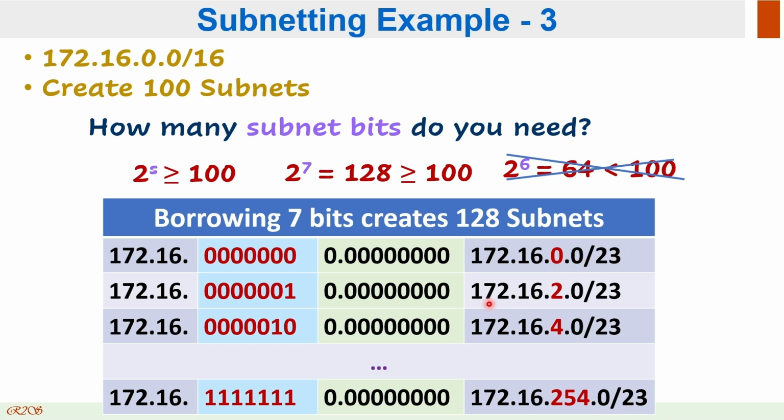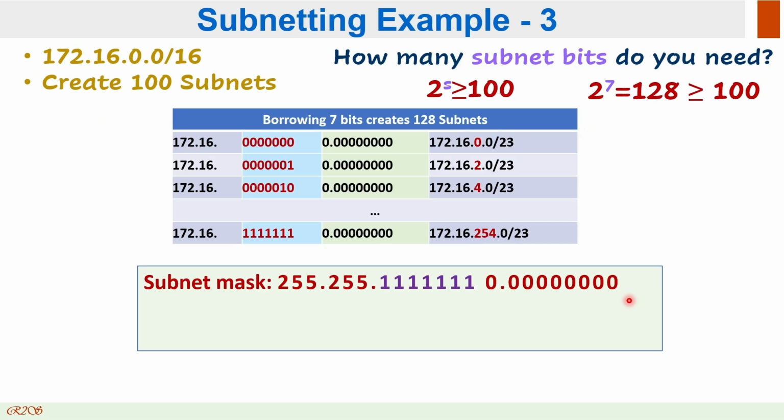172.16.0.0/23, 172.16.2.0/23, 4.0/23, and gradually up to 254.0/23. So what is the subnet mask for all of these networks?